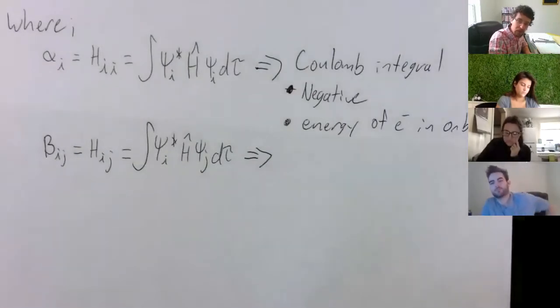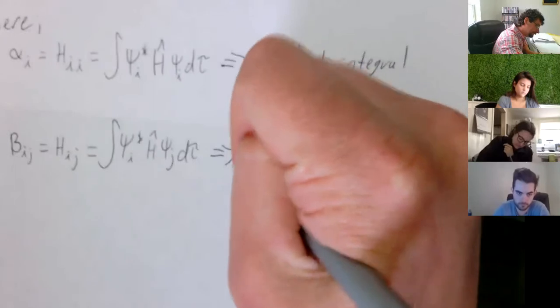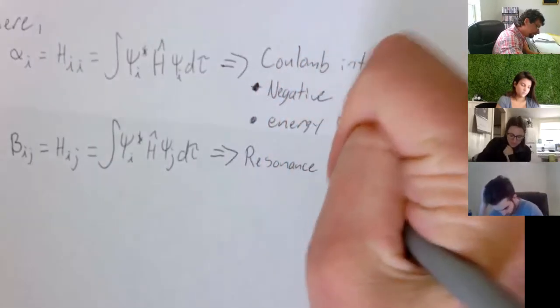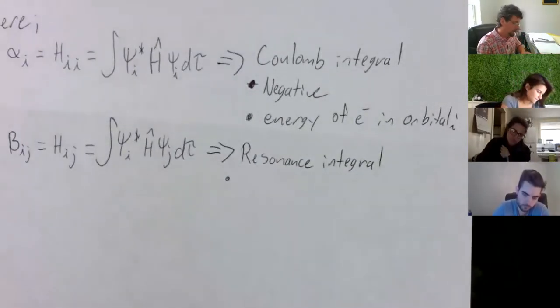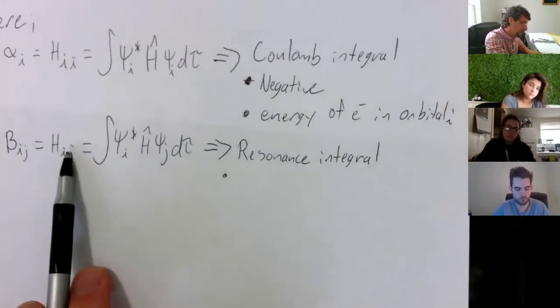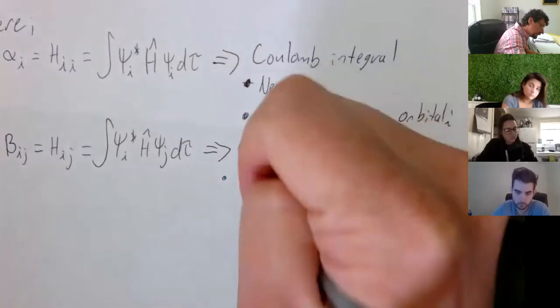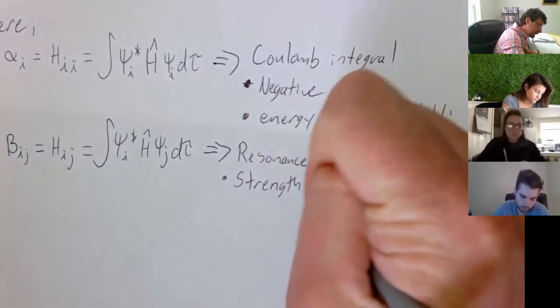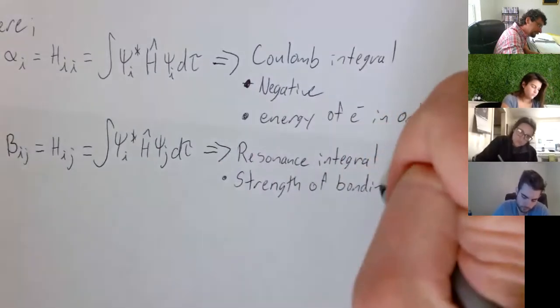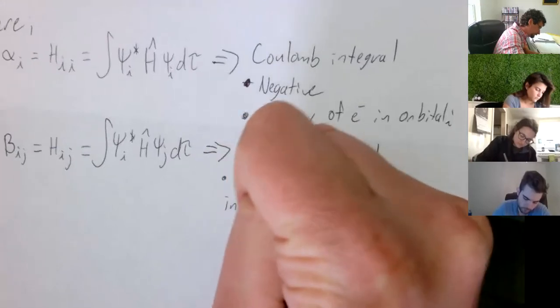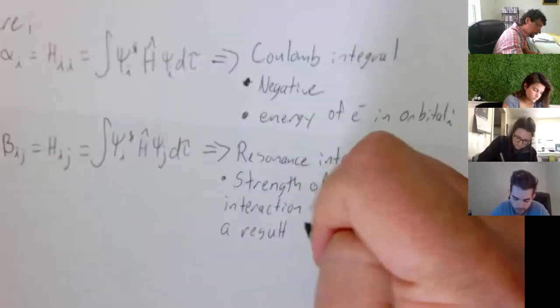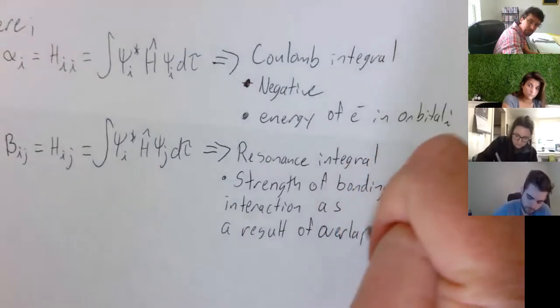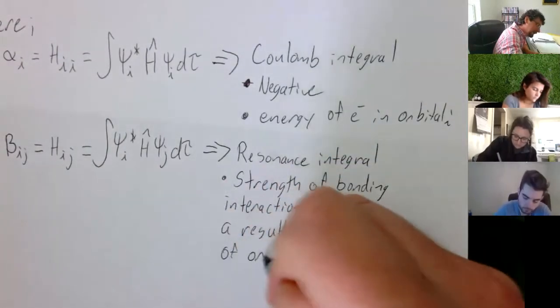Now this beta integral, this is called the resonance integral. And what it's looking at is the strength of the bonding interaction between orbital I and orbital J. So what it does is it keeps track of the strength of interaction as a result of overlap of orbitals I and J.